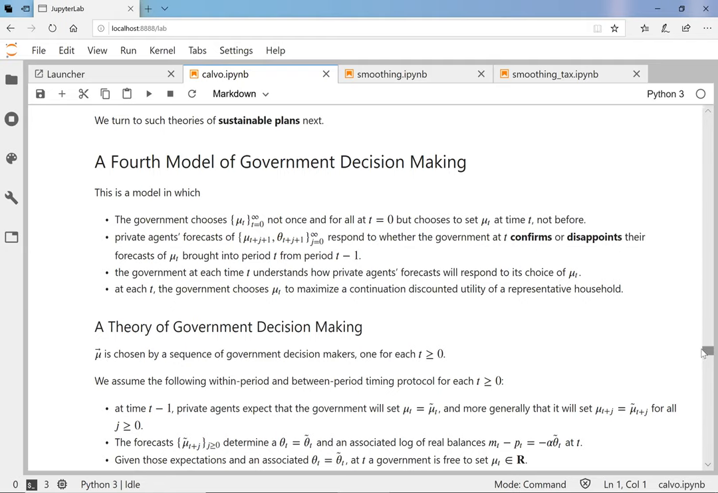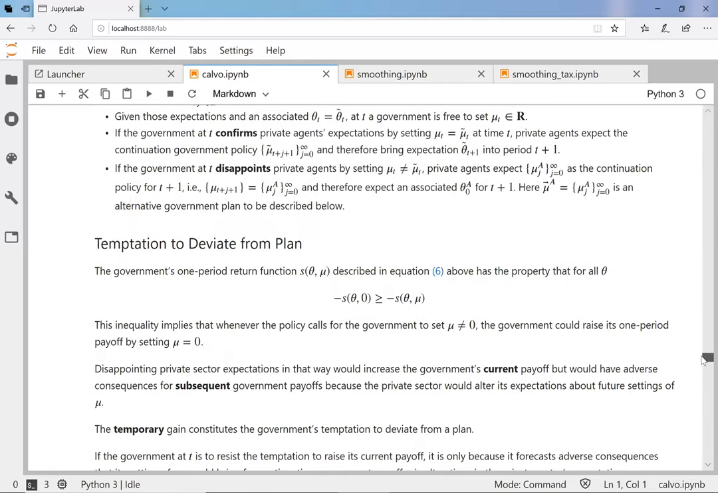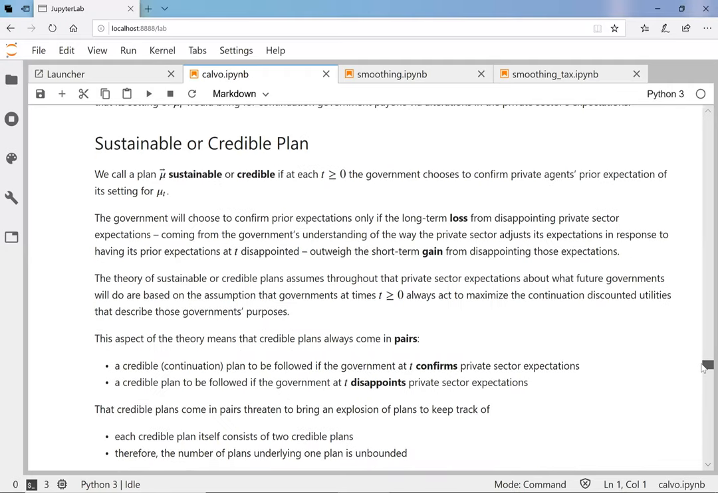Okay. So we described an equilibrium government policy, by which I mean, in terms of our equilibrium concept, included a notion of credibility. So this mu that ended up being chosen was an equilibrium object. It satisfied a bunch of conditions.